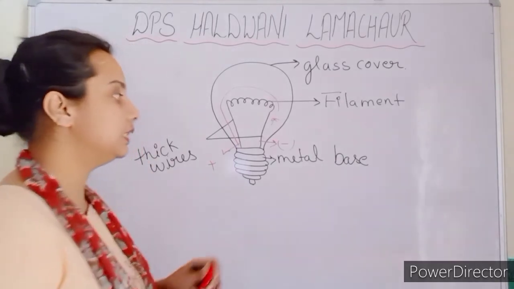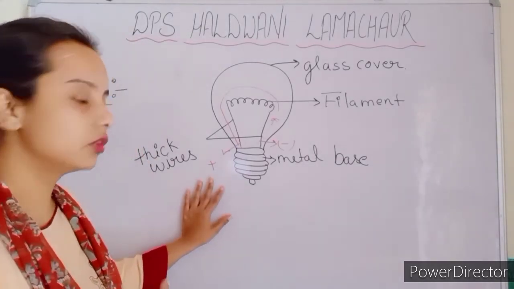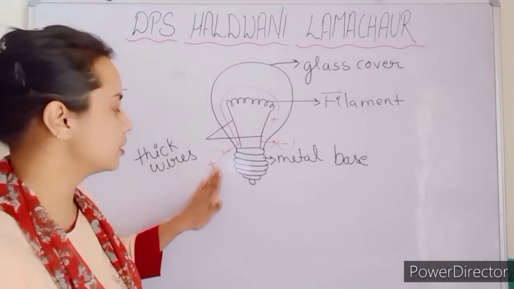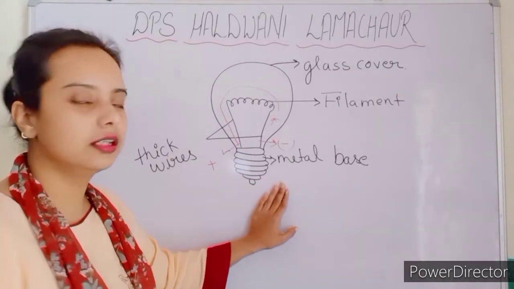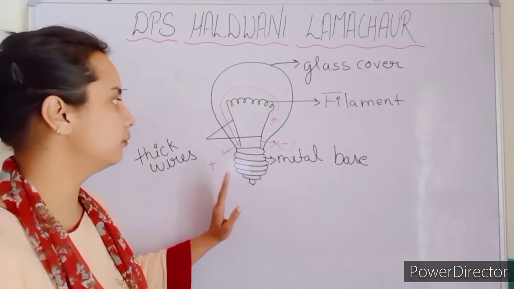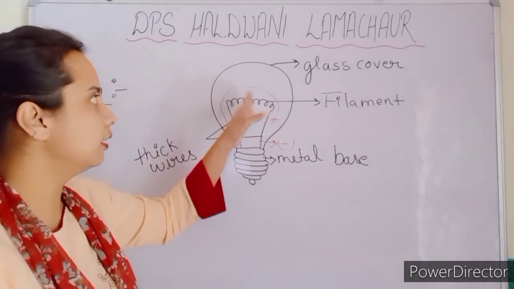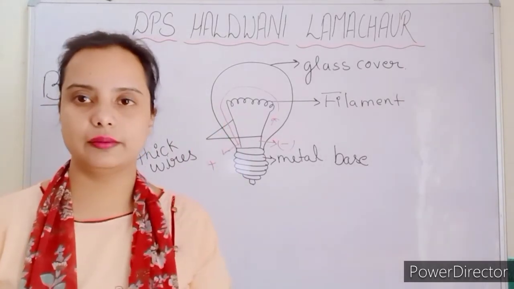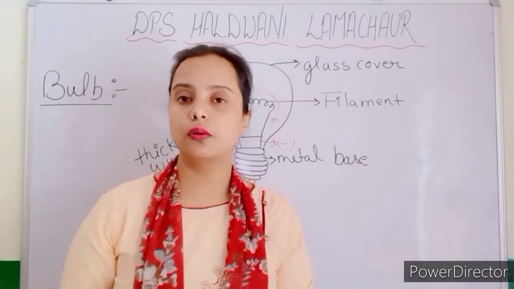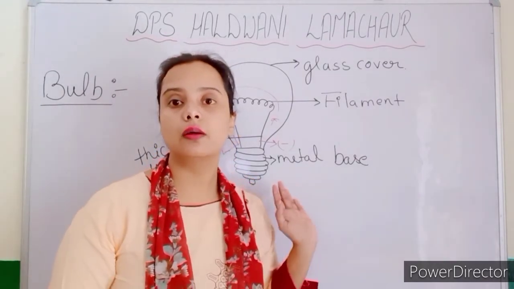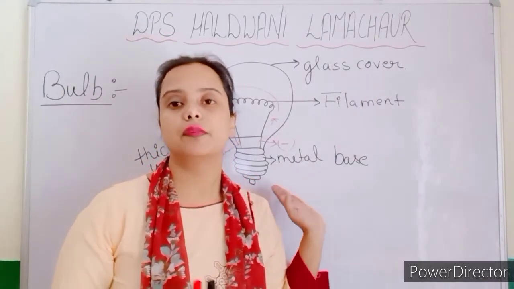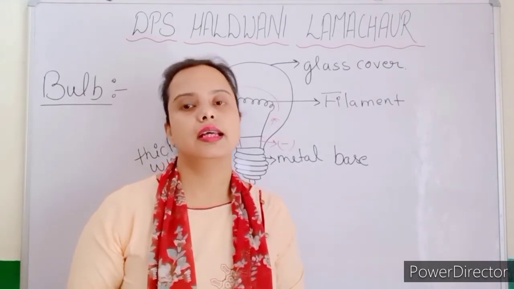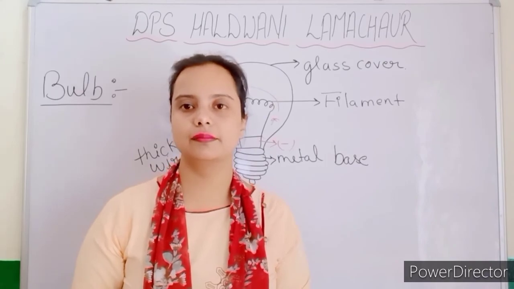When we switch on our light, the bulb, the electric current starts flowing from positive to negative, and when that flow begins, this bulb starts glowing. So I hope you understood how this electric bulb glows. Now let's move to our next topic.